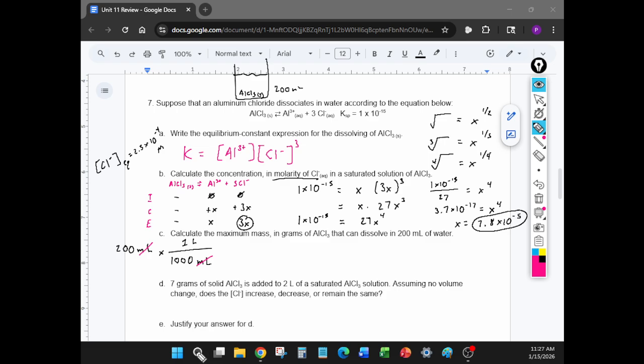All right, after that, we want to figure out how much AlCl3 can dissolve. We're going to figure that out by figuring out how much of your ions you have at equilibrium. So we just got the value for Cl, so we can just plug that in. We know that at equilibrium, there's going to be 2.5 times 10 to the negative 4 moles of Cl minus per liter. Because molarity is moles over liter, so this just turns into moles divided by 1 liter on the bottom. That will allow us to cancel out liters.